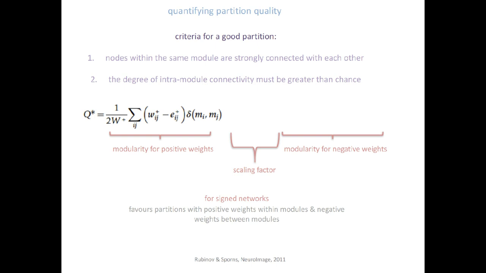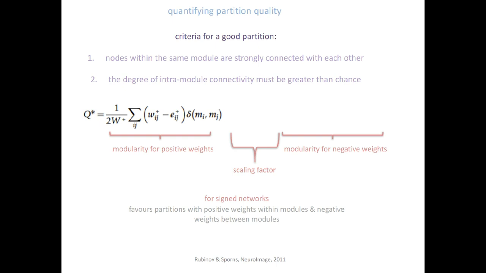Now, in correlation networks, we can also have signed weights, so we can have positive and negative edges. The question is, how do we deal with negative edges? If you think about a good partition, generally we would think that positive correlation implies that nodes are working together. So we would want nodes with strong positive correlations to be within the same modules. A good partition would have lots of positive weights within modules. Whereas negative weights imply that nodes are perhaps in some kind of competition or antagonism, and so we wouldn't want lots of negative weights in the same module. We would expect those weights to fall between modules.